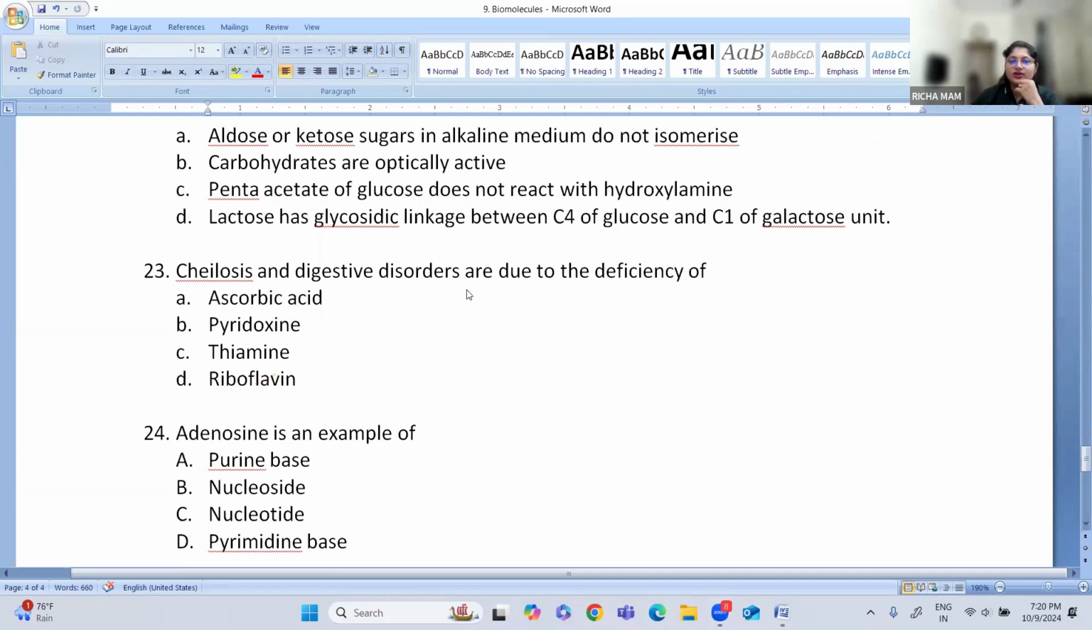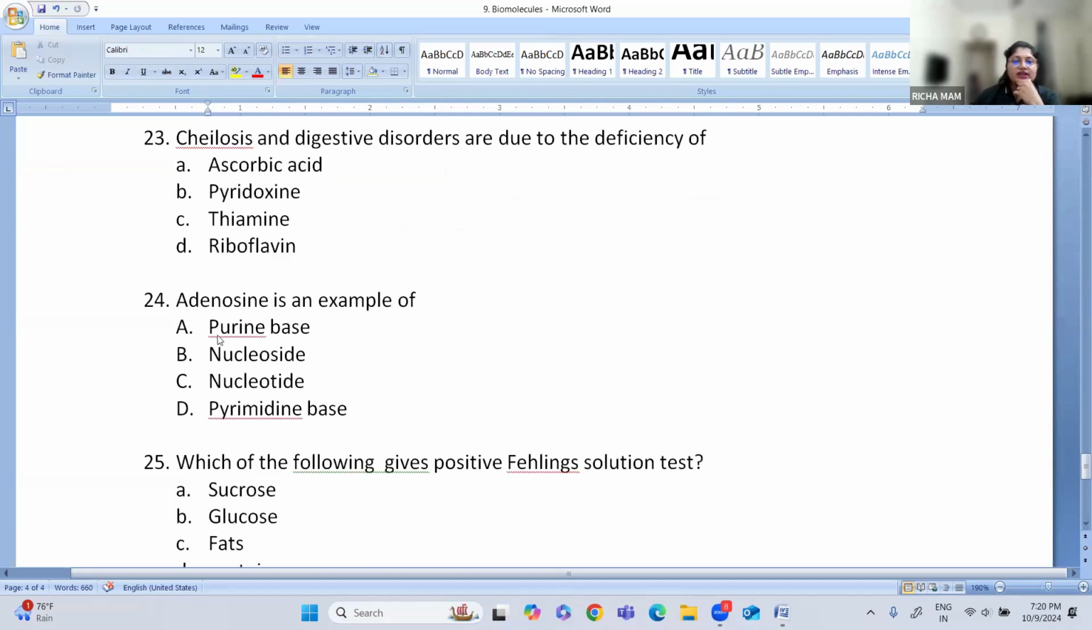Cheilosis and digestive disorders are due to the deficiency of. So when you see this deficiency, it is due to riboflavin. So the deficiency of riboflavin will cause these disorders, cheilosis and digestive disorders. So option number D. Next one.